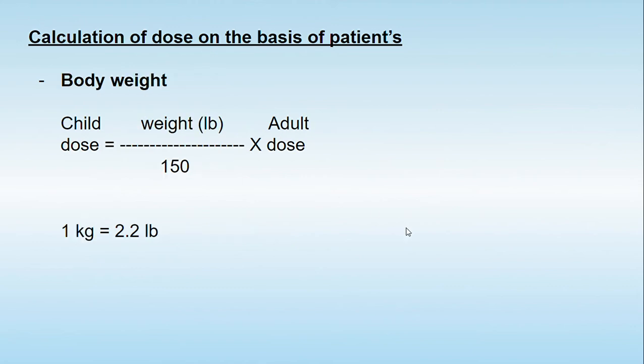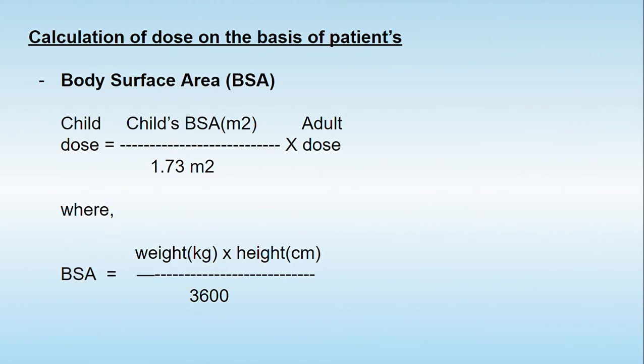Number 2 is on the basis of the patient's body weight. Here the child dose is equal to the weight in pounds divided by 150, multiplied by the adult dose. Yes, the important thing here is that we have to keep the weight in pounds. If it is given directly in pounds, yes, you can keep it and find out the child dose. But if it is given in kilograms, then please convert it into pounds by multiplying with 2.2, because 1 kilogram is equal to 2.2 pounds.